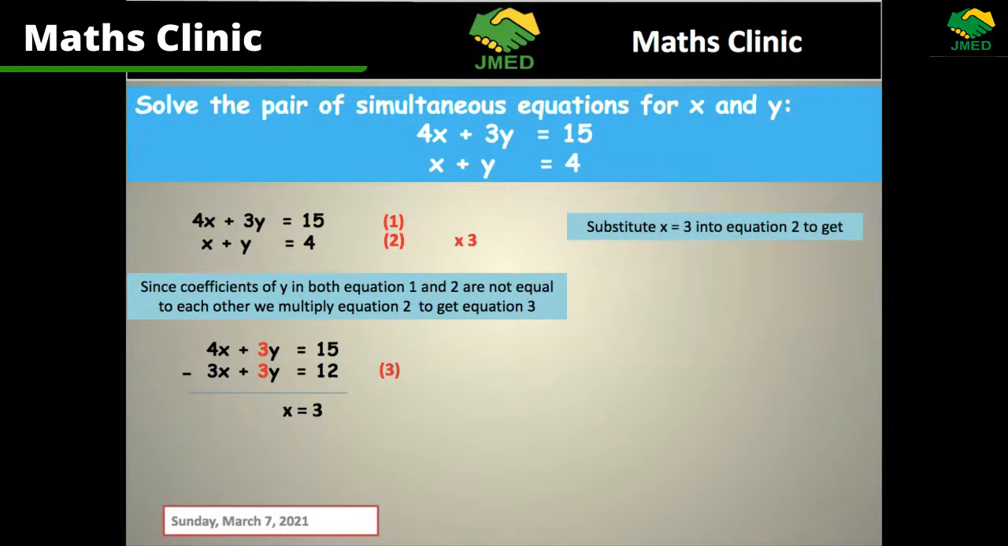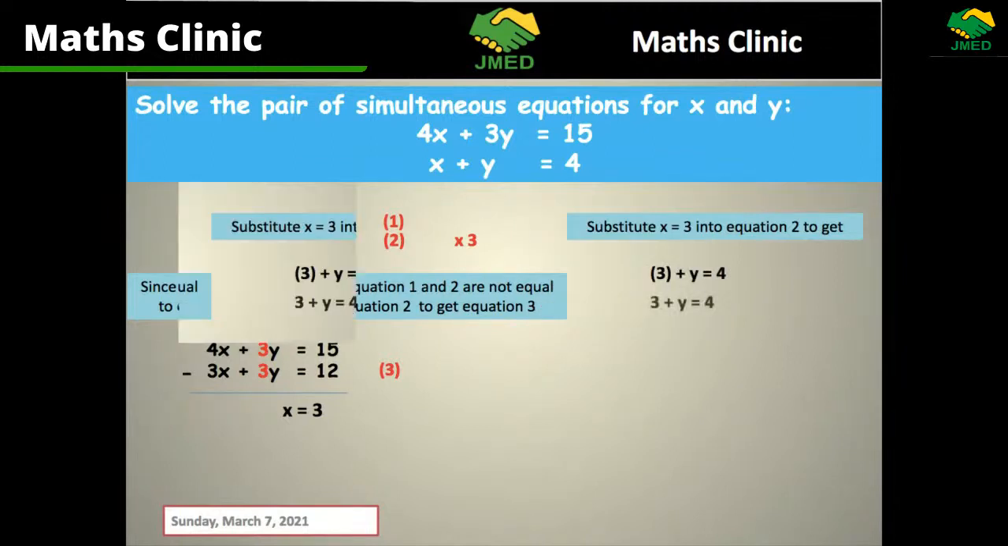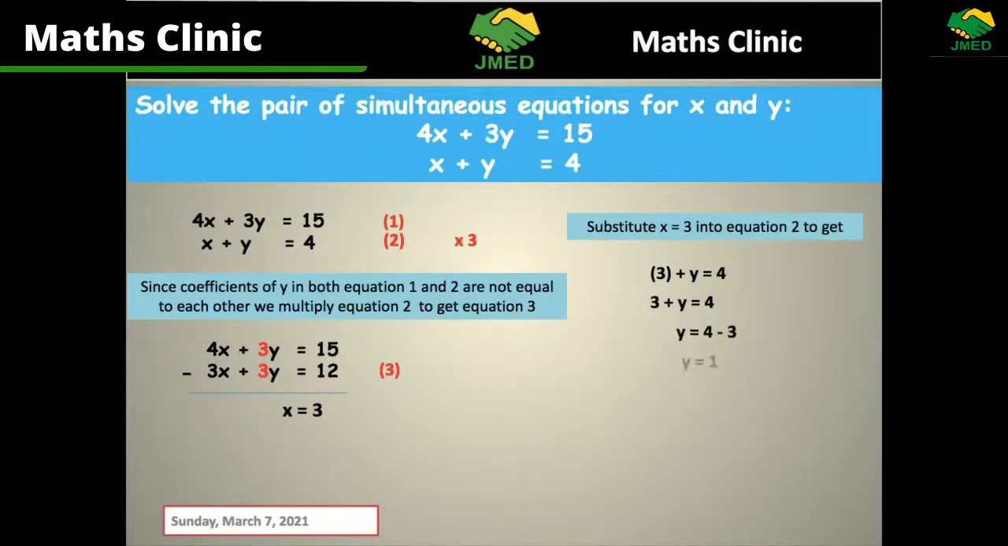So we're going to substitute x equals 3 into equation 2. And obviously equation 2 is much easier than the other ones to substitute into. So we get 3 plus y equals 4, which means y equals 1. All right. So that's the working out for it, but that's straightforward. y equals 1. And then we write our final answer.